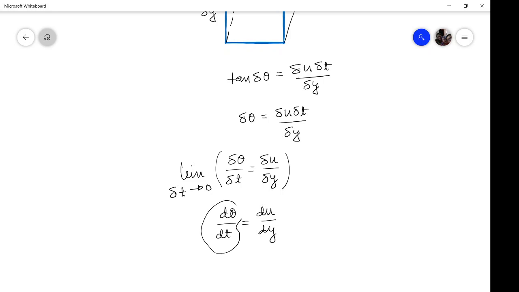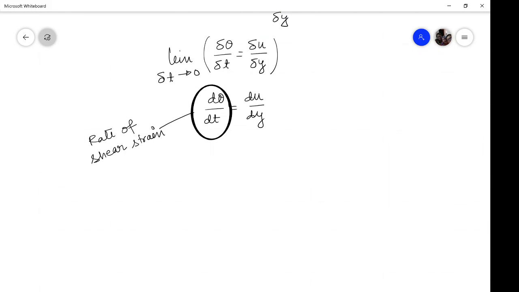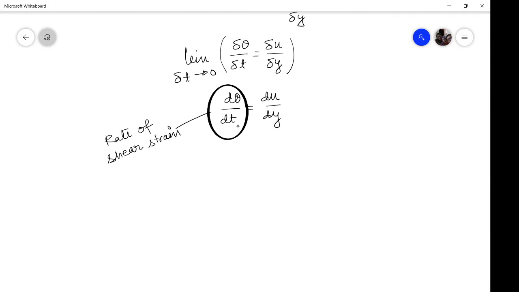So this is the rate at which the strain is changing with respect to time, or sometimes this is also called rate of shear strain or shear strain rate, whatsoever it is. So the rate of shear strain is equal to the velocity gradient. So what I'll say here is that the velocity gradient is nothing but the rate of shear strain.